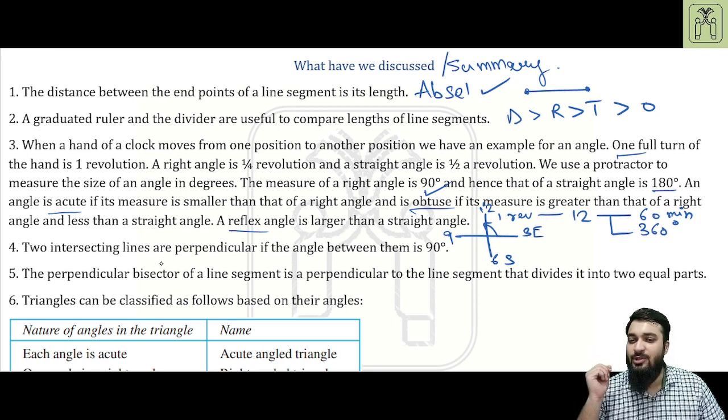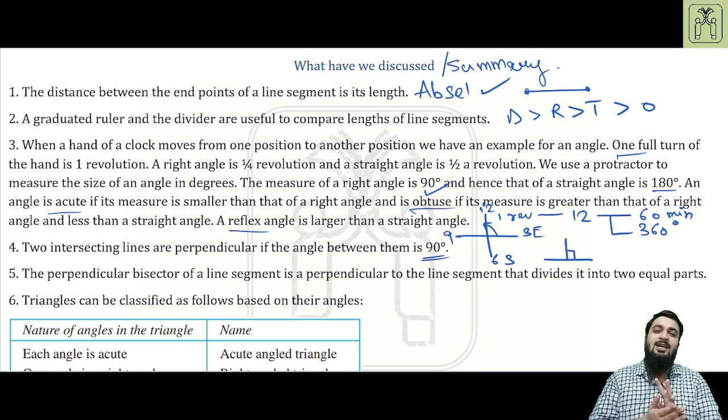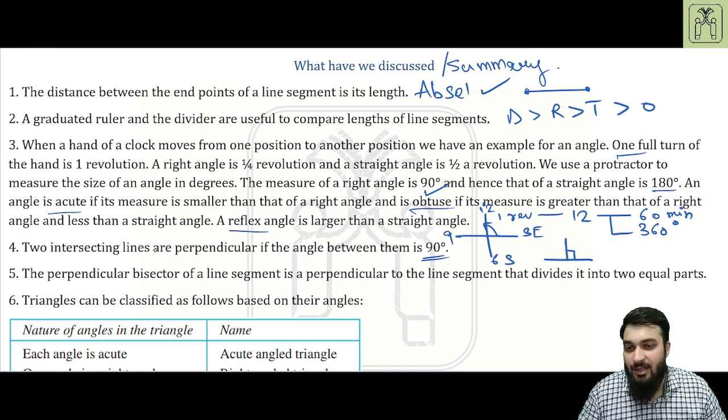Point number 4, two intersecting lines are perpendicular if the angle between them is 90 degrees. That is understood. And the symbol for representing a pair of perpendicular lines is this. The perpendicular bisector of a line segment is a perpendicular to the line segment that divides it into two equal parts.